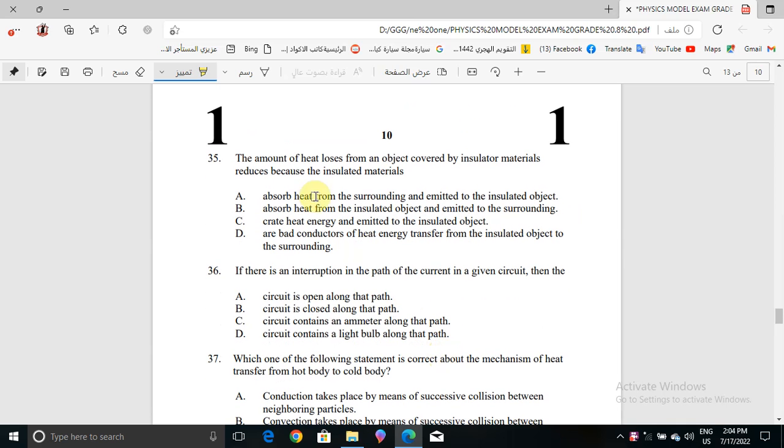Okay, now question number 35. The amount of heat losses from an object covered by insulator materials reduces because the insulated materials what? Absorb heat from the surrounding and emit it to the insulated object? No. Absorb heat from the insulated object and emit it to the surrounding? Yes, this one is the correct answer.